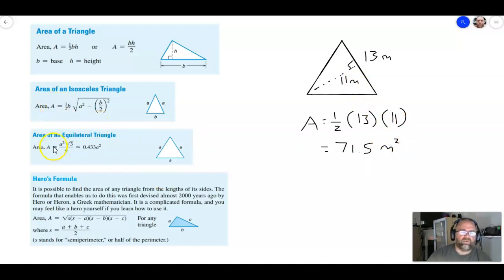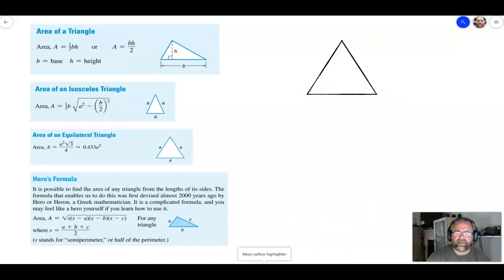Now I have a couple more formulas that work in other kind of specific situations where we don't have those two distances that are perpendicular to each other. The first one works for an isosceles triangle. An isosceles triangle is a triangle where two of the sides are the same.